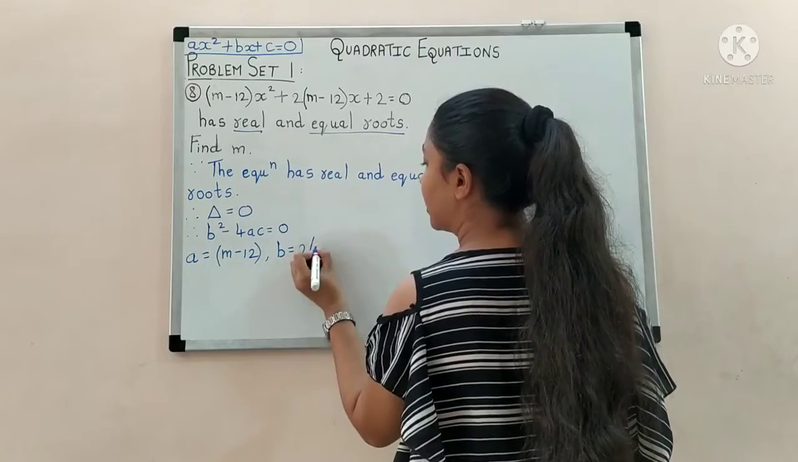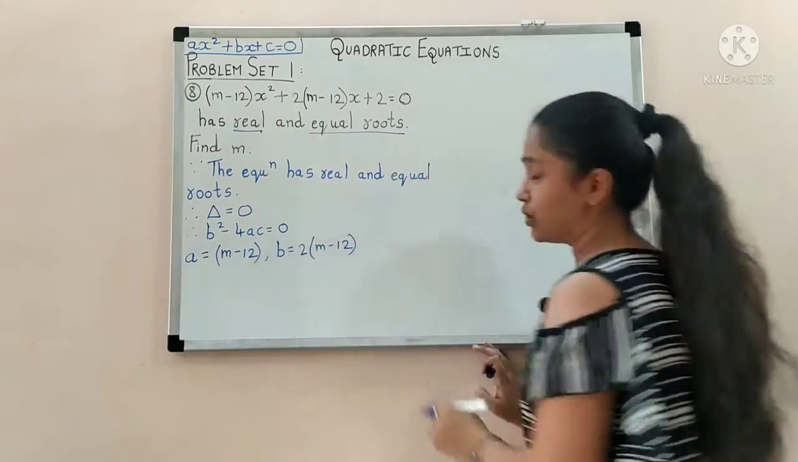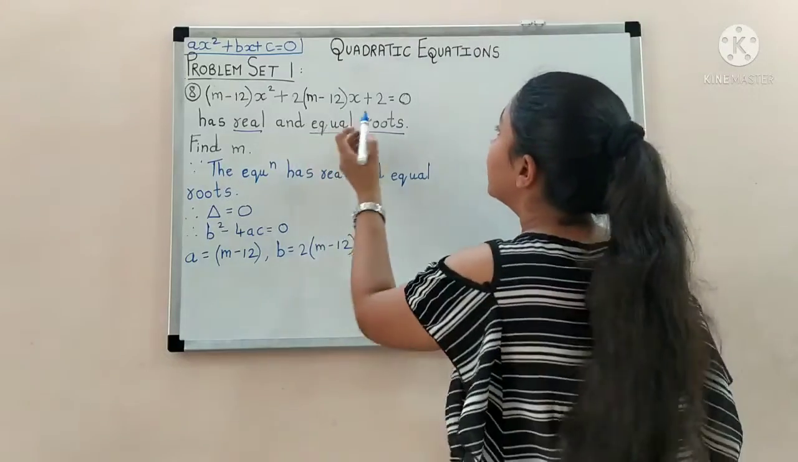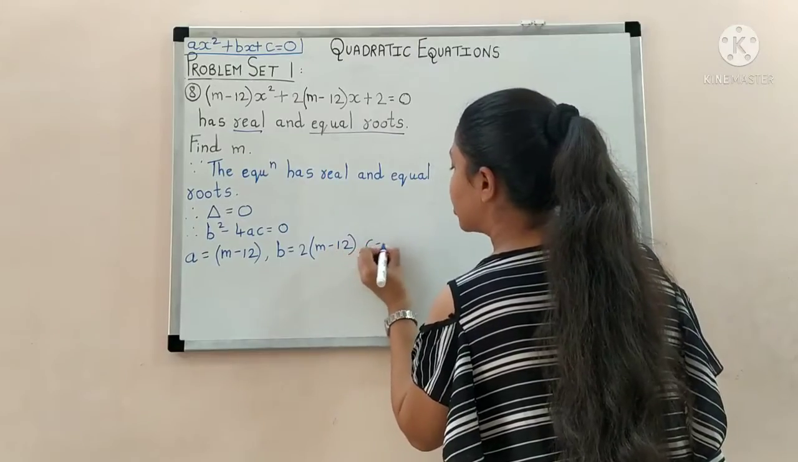So you will write it completely here. Do not forget this 2, okay? It is the whole number. So 2 into m minus 12. Whole, meaning complete. Then c is a constant. So the constant here is 2. So c is equal to 2.